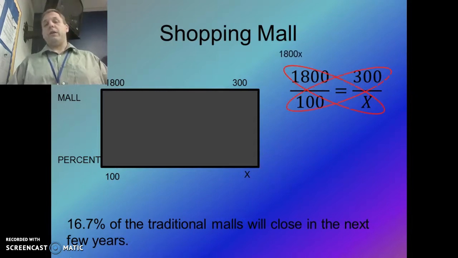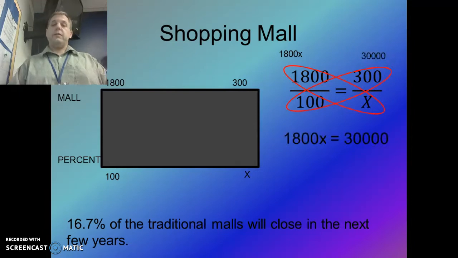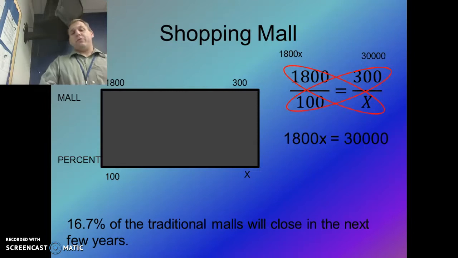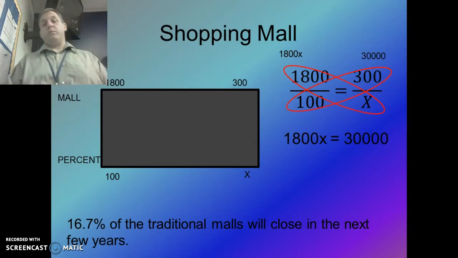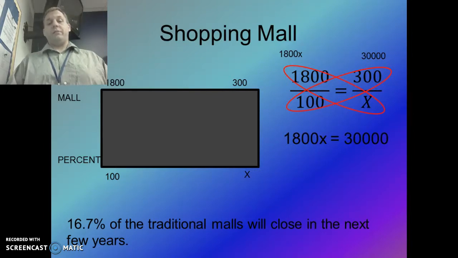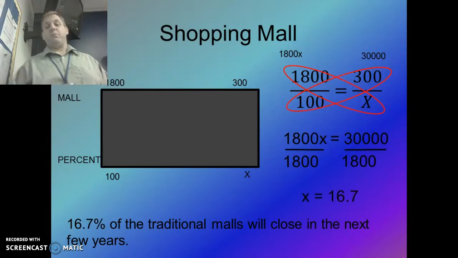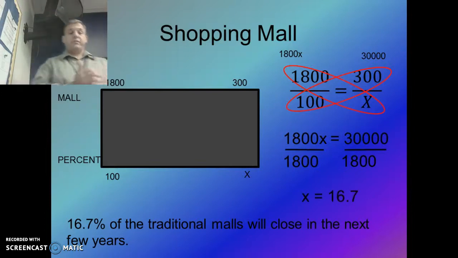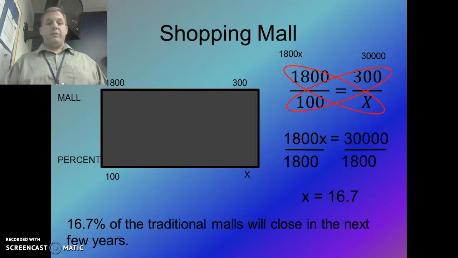I'm going to cross multiply. I will bring down my cross products and my equal sign. Now that's a lot of zeros. I could divide by 100 and take 2 zeros off each of these, which would give me 18x equals 300. If that doesn't make sense to you, it's okay. You can do it this way. There's just a lot of zeros. So I'm going to divide by 1,800 and I get 16.7. So 16.7% of the traditional malls will close in the next few years.